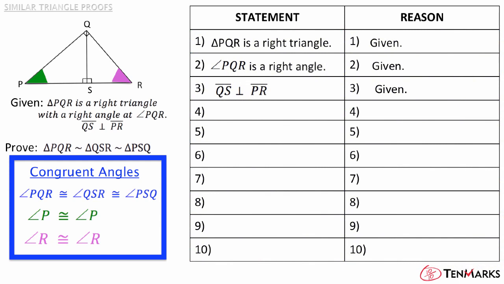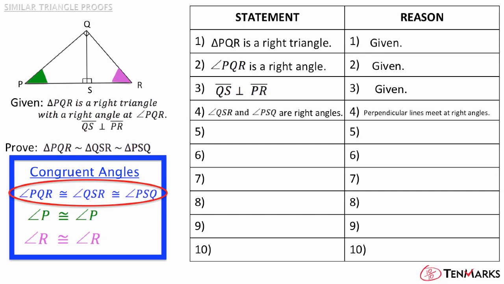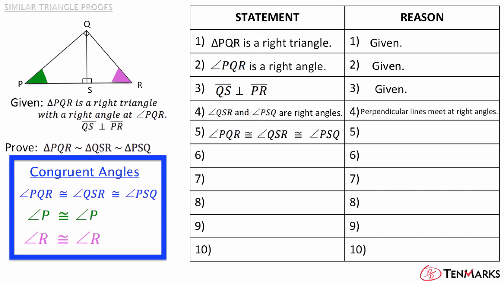So you left off with a final given, which was that QS is perpendicular to PR. We want to get from there to the fact that the three right angles are congruent, so we have to turn perpendicular lines into right angles. For the fourth step, state that angle QSR and angle PSQ are right angles because perpendicular lines meet at right angles. Now that all three angles have been identified as right angles, you can call them congruent to each other because all right angles are congruent.